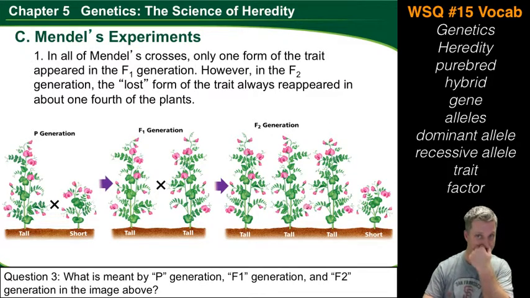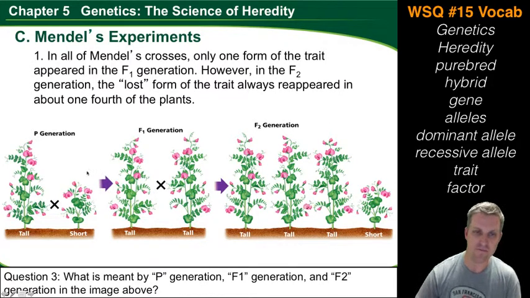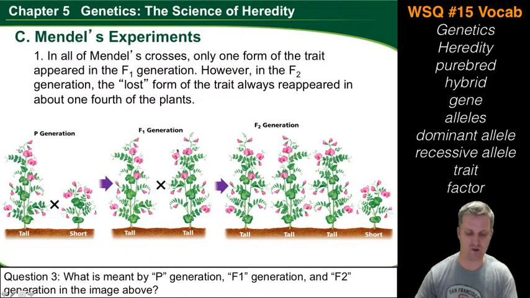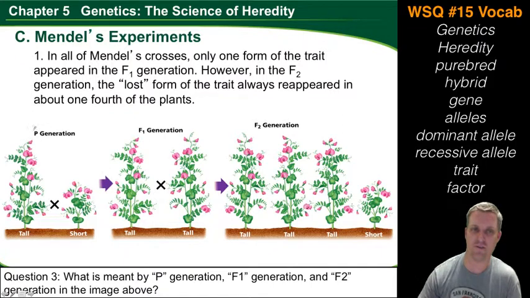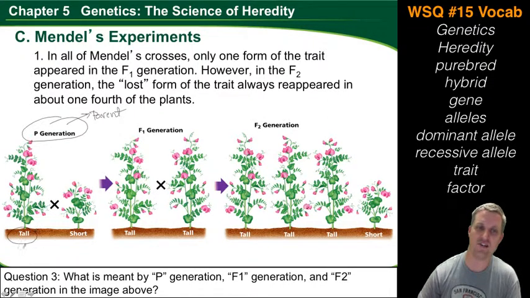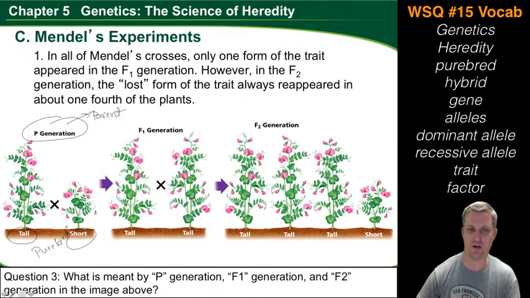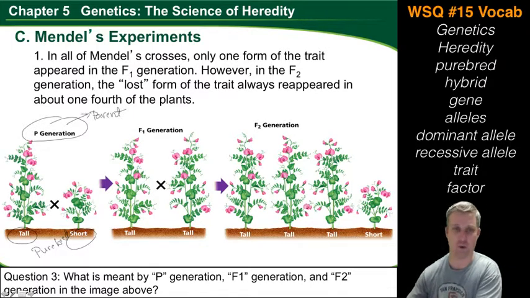So in all of his crosses, what he found is only one form of the trait would appear in these different generation terms. Now, we need to figure out some things here. This P generation, you can think of as the parent generation. The trait he's looking at here is tall. Notice a tall pea plant and a short pea plant, and these would be purebred. So you'd have a purebred tall and a purebred short.